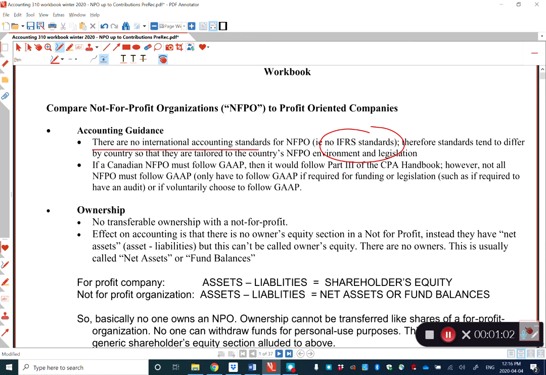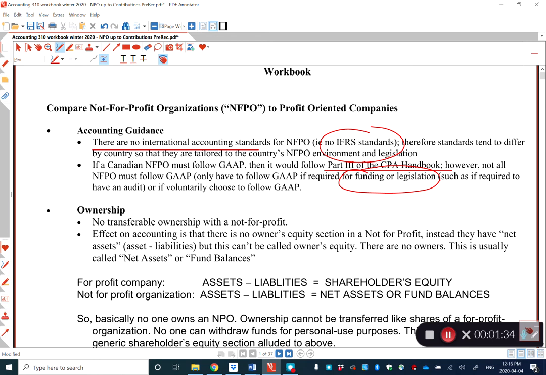So if, in fact, a Canadian not-for-profit organization must follow GAAP, and we'll see later that in many instances there are no requirements to follow GAAP, then what it would follow would be what we call Part 3 of the CPA handbook. So again, not all not-for-profit organizations need to even follow GAAP. There are frequently requirements for funding or specific legislation that requires a certain not-for-profit organization to follow GAAP. If that were the case, then they would follow what we call Part 3 of the CPA handbook.